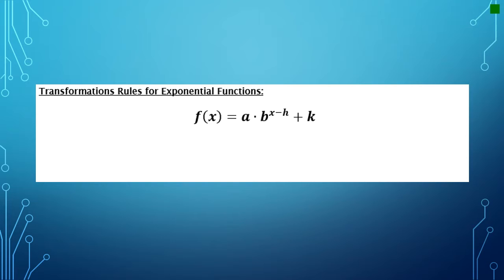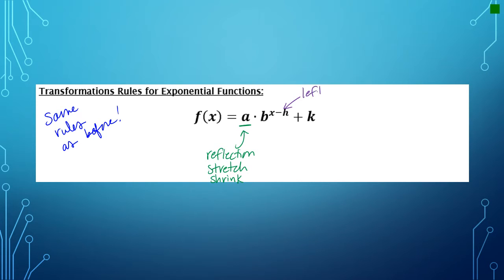All right, the transformation rules for exponential functions are the same rules as before, which is kind of nice. So what I mean by the same rules is all the a, h, and k numbers do the same things. So your a value, which is right here, this is still going to represent a stretch, or let me say this first: it could be a reflection if it's negative. It could be a stretch, or it can be a shrink. Okay? And then your h value is still going to be a horizontal shift, so that means it's going to move your graph either left or right.